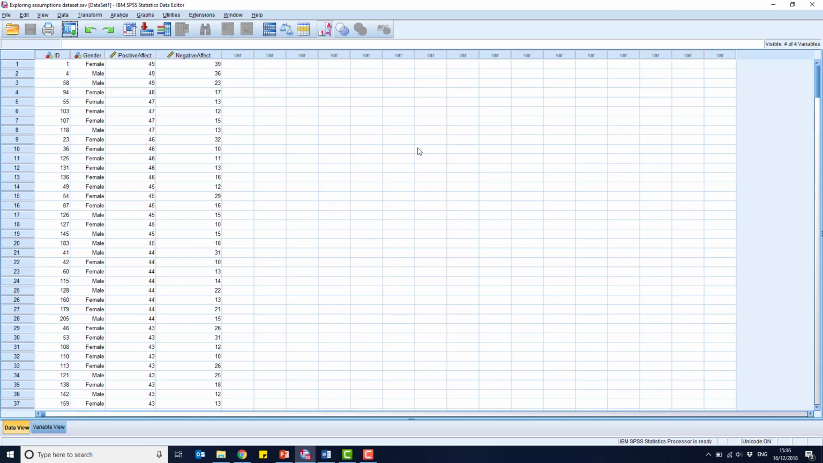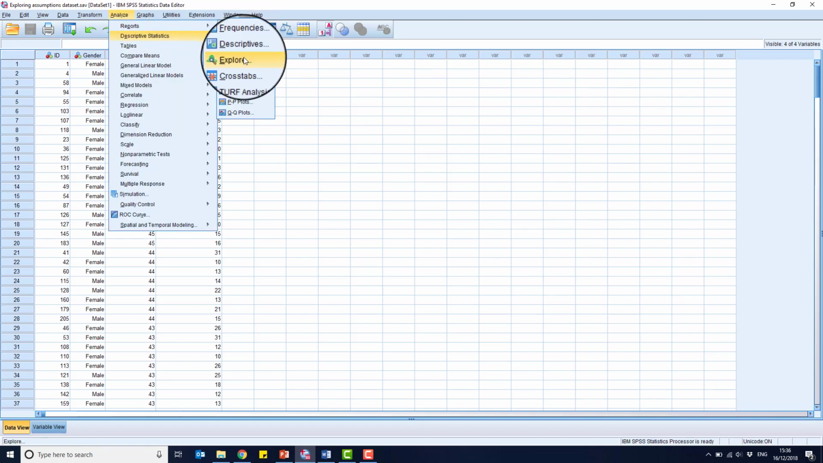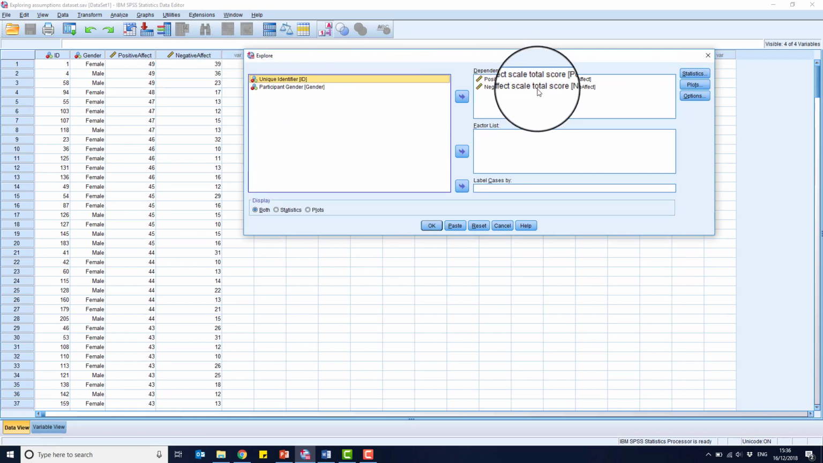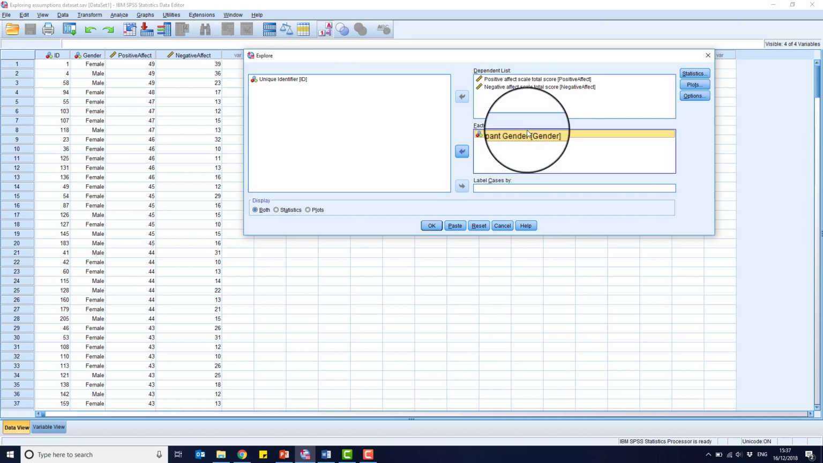Okay, so this is our data set again. We're going to follow a lot of the same steps as before. So I need to go to Analyze, Descriptive Statistics, and Explore. Remember from last time that we had already transferred the two variables of interest into the dependent list box. But this time we're going to take participant gender, which we know is split up in this example as males and females, and transfer that into the factor list. This will produce all of our descriptive statistics, our tests of normality and so on separately for males and females.